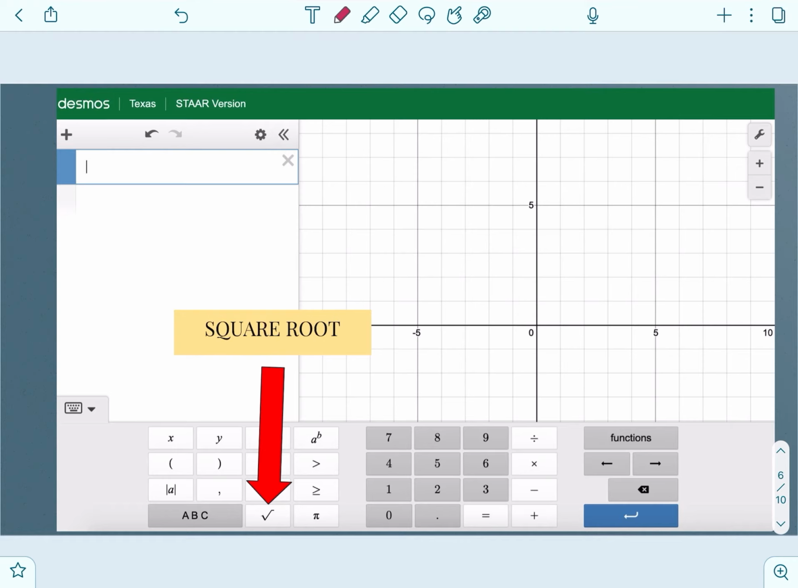And then finally, the square root button. This is right next to the ABC button, in between the pi and the ABC button. It looks like a little check mark kind of symbol, and it is the square root button that you will need to know for this unit, and you are going to learn about it today.